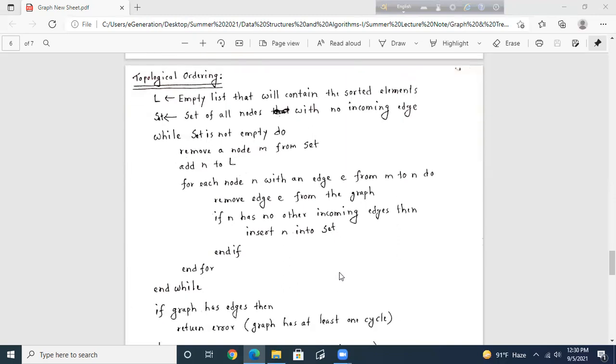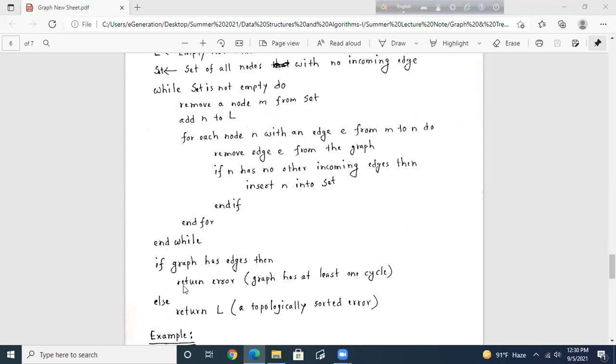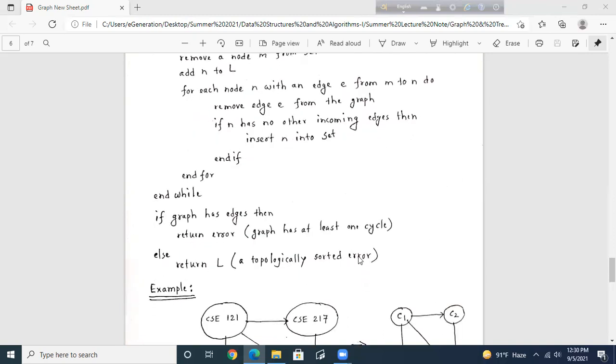So this is the topological order algorithm. Dear student, after the while loop, if the graph has edges, then return error: the graph has at least one cycle. If the graph is empty, in that case your output will be L. Here, where it says a topologically sorted error, it should be order. Mistakenly, I have written error here. Return L, a topologically sorted order.